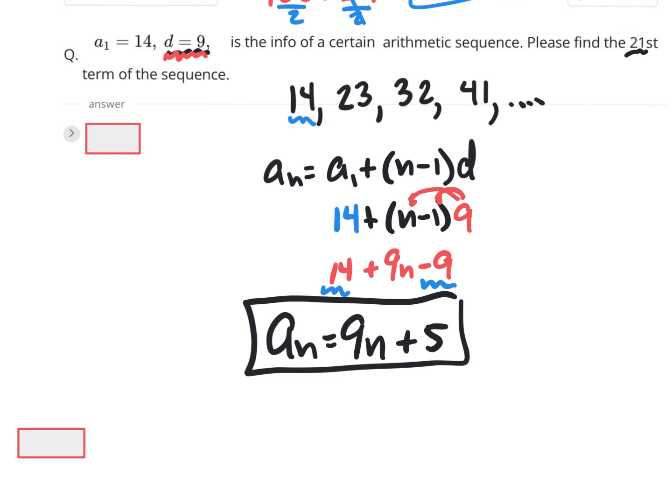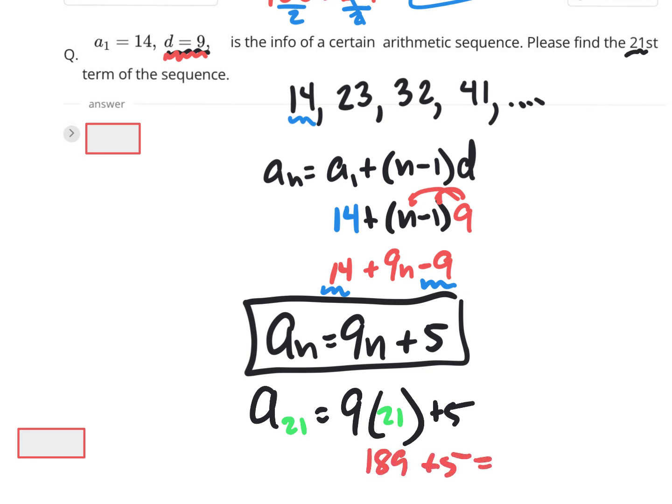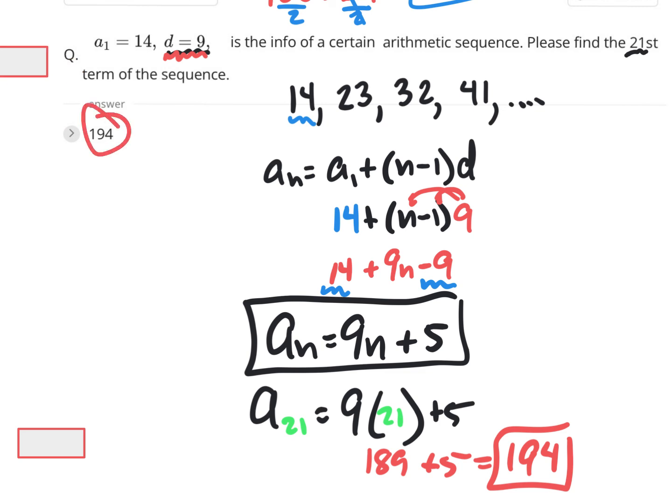So obviously they want the 21st term. So what am I going to be plugging in? 21. So I'm plugging in a 21 in place of n. So that will be 9 times 21 plus 5. And of course, you can do this work with the calculator. 9 times 21 equals 189. And then plus 5 will give you 194. So that's your final answer, 194. I hope we understand it. Good luck on the quiz.